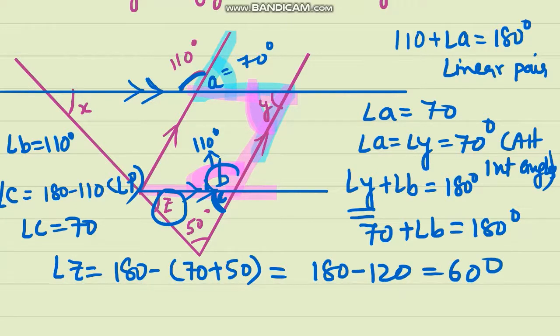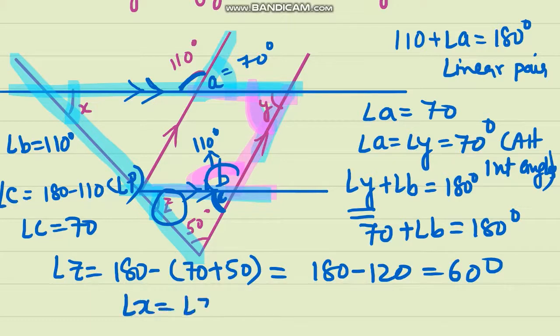Now let us connect this Z angle with X angle. See this line which is joining X and Z and see these two lines. See, X and Z are making corresponding angles. So angle X is equal to angle Z and that is equal to 60 degree. X and Z are corresponding angles.